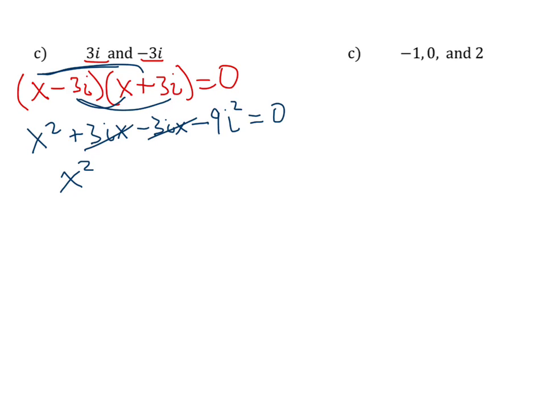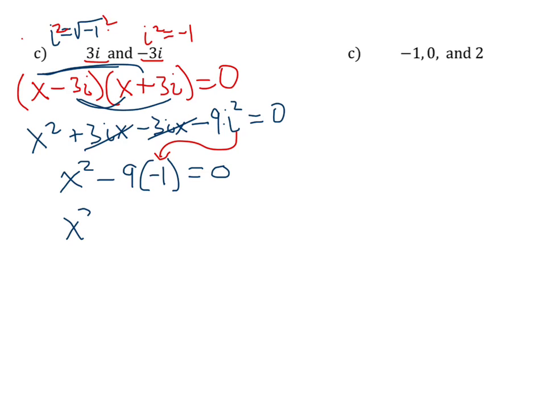And remember what i squared is worth? Well, that's worth negative 1, right? So this is 9 times negative 1. Remember, i is the square root of negative 1. So if we square both sides of that, we get i squared is negative 1. So that i squared becomes negative 1 there. And now we can finish it off. That's x squared plus 9 equals 0. We built our equation out of our solutions.